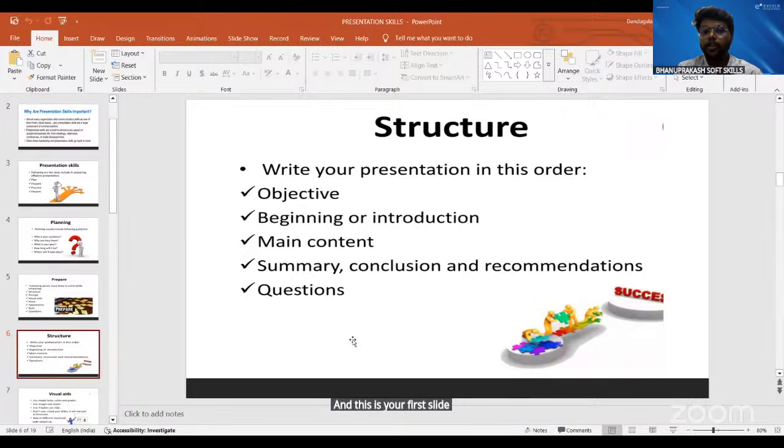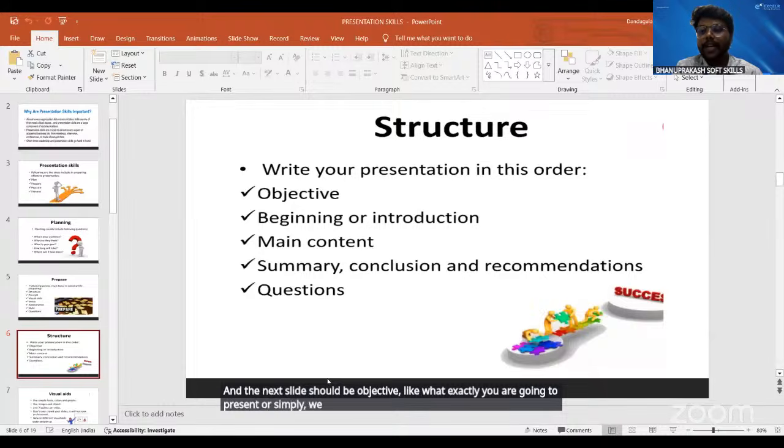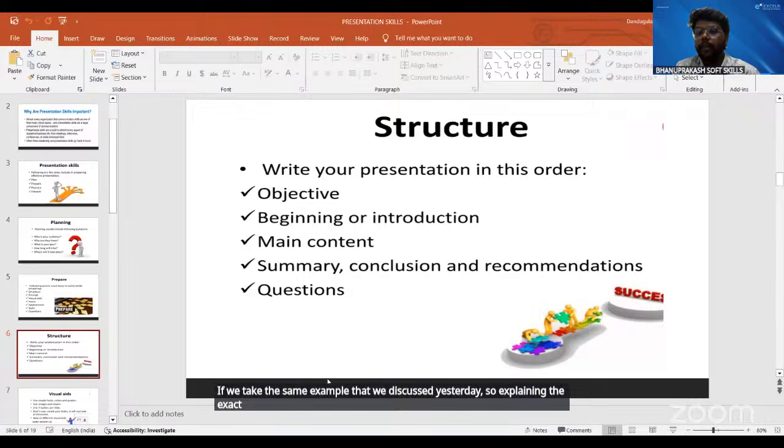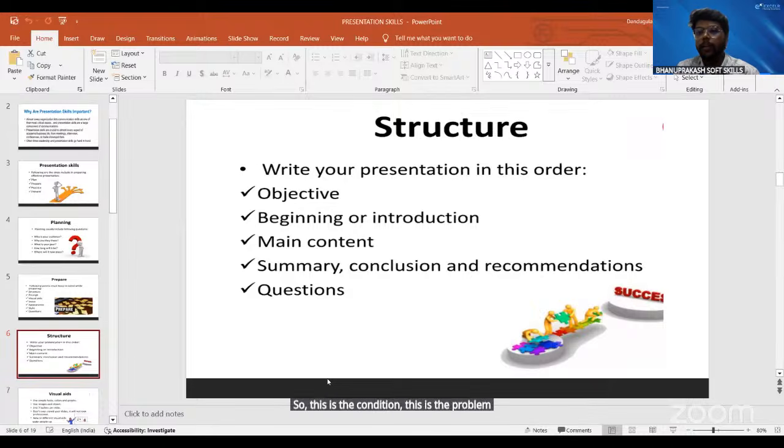The next slide should be the objective, like what exactly you are going to present, or simply we can also call it the content, what you are going to include in it. And the next slide should be the beginning or introduction. If we take the same example we discussed yesterday, explain the exact problem again. So this is the condition, this is the problem, and I'm going to explain the solutions now. This is how you need to begin or give the introduction, which should be one slide.